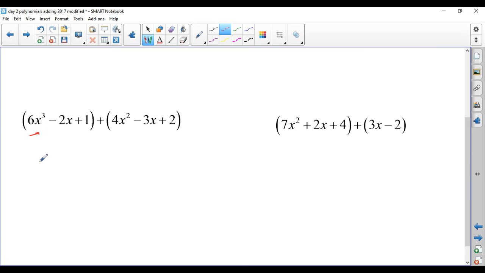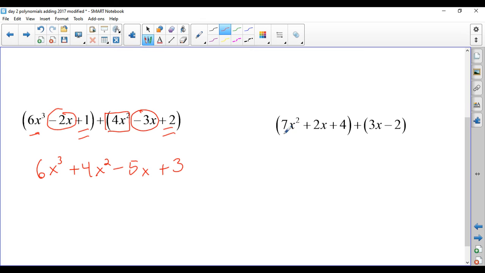Again, start with my x cubed. There's no other x cubed, so that goes into my answer. Then I find any x squareds. And some of you may find it easier to kind of box certain things and circle others and keep them organized, but do whatever works for you. There's no other x squared terms. I have a negative 2x and a negative 3x to get negative 5x. Lastly, I have the constant of positive 1 and plus 2. 1 plus 2 is 3.